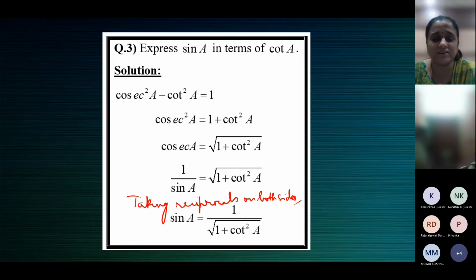You can see on one side we have sine A. On the other side, we have only cot A. You can have numbers 1, 2, 3 and all that, but other than the constants, you have only cot A. You don't have any other ratio. And cot A can be cot square A, cot cube A. That's fine. Not that you should get only cot A. So we have written sine A in terms of cot A. Please write down.